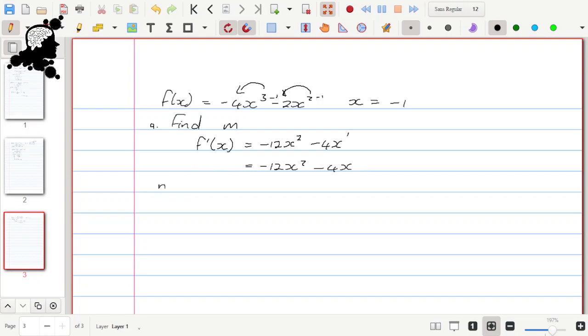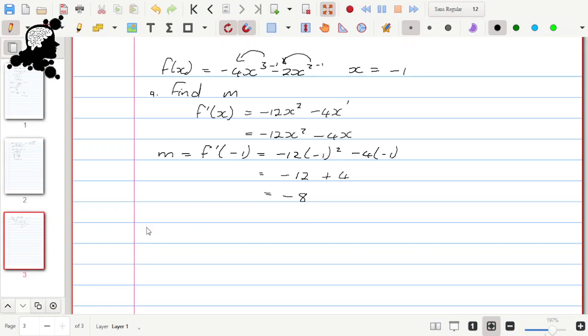Now, to get the gradient, we need to substitute x equals negative 1 into the first derivative. So there we have it, we've substituted. We will get negative 12. Let's see, this is going to be plus 4, which is going to give us a gradient of negative 8. Right. Our next step would be to find the y value.